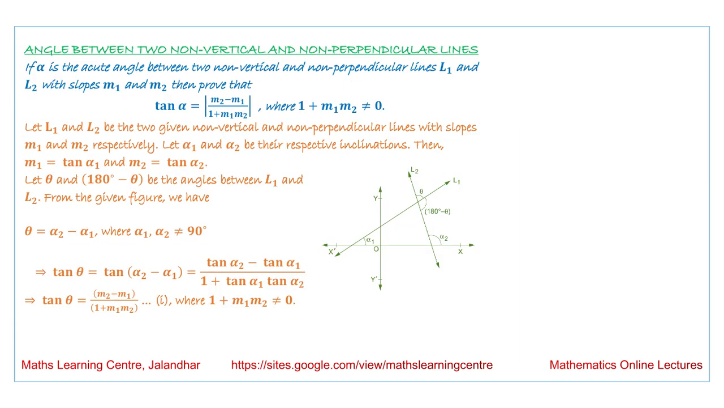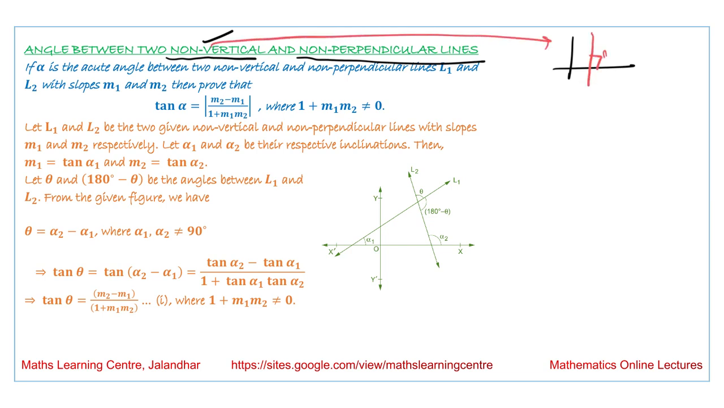Now next is the angle between two non-vertical and non-perpendicular lines. Why non-vertical? Because in the case of a vertical line, the angle is 90 degrees and the slope of this line is not defined. We are talking about two lines. The first condition is that both these lines are non-vertical, and the second is that these two lines are non-perpendicular. Then we are talking about this formula.